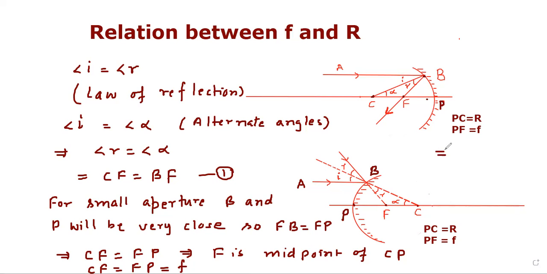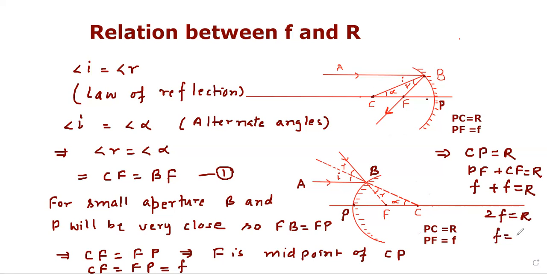So since CP equal to R, and PF plus CF is also R, but PF is F and CF is also F, F plus F equal to R. So from here, 2F equal to R, or F equal to R by 2, which is the required relation. Focal length is half of the radius of curvature, or the radius of curvature is double the focal length.